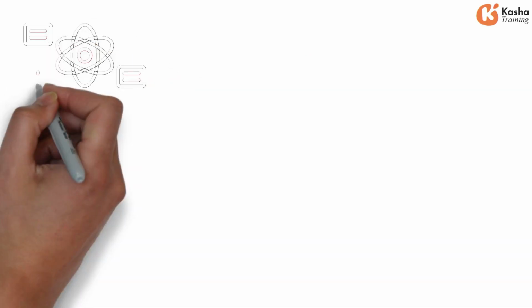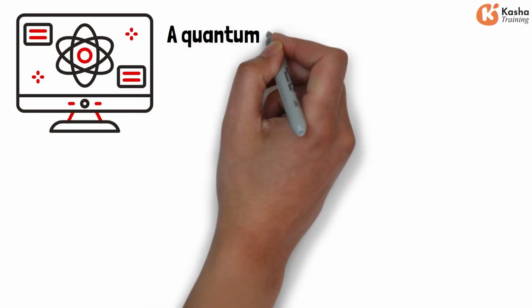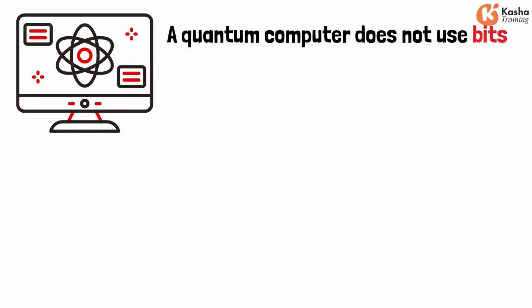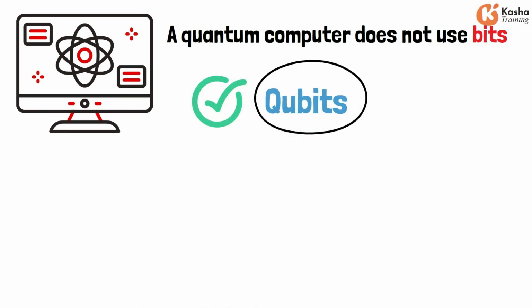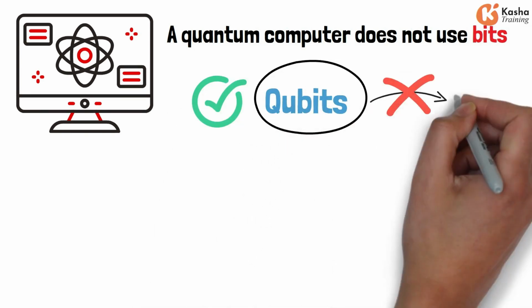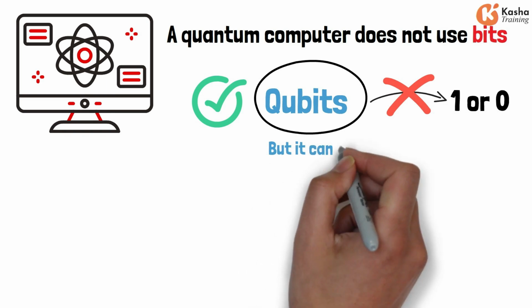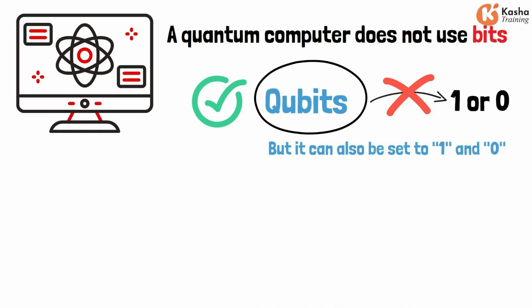Now, what about quantum computers? A quantum computer does not use bits to store information. Instead, it uses something called qubits. Each qubit can not only be set to 1 or 0, but it can also be set to 1 and 0. A simple example for understanding how quantum computers work.